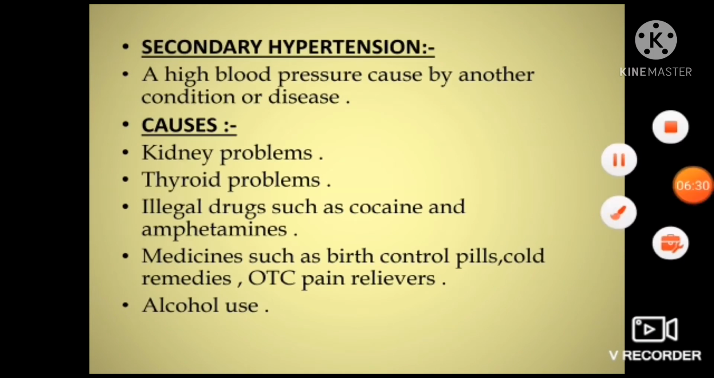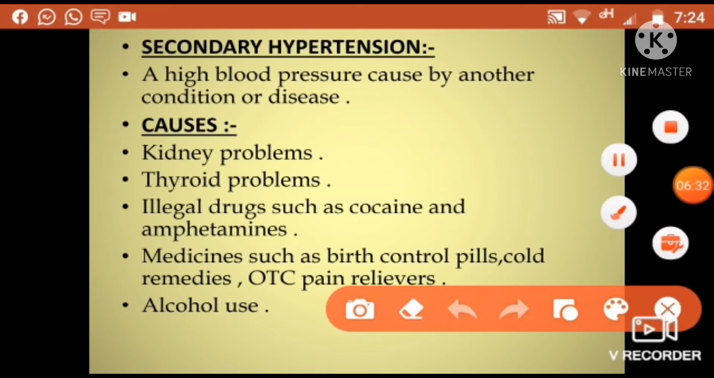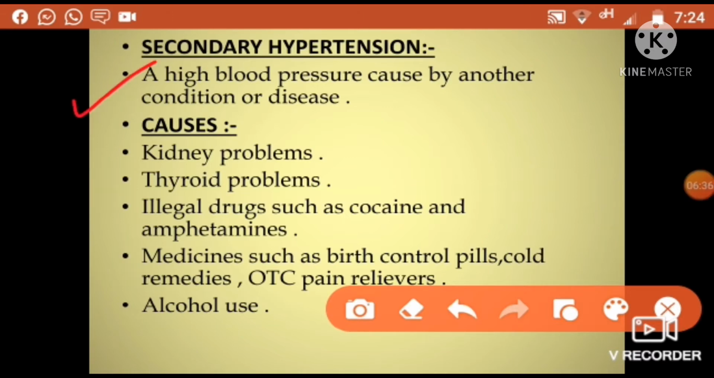So, the second type is secondary hypertension. This secondary hypertension is also a high blood pressure condition, but it is due to another disease, like if a person is suffering from kidney problem, thyroid problem, or illegal drugs such as cocaine and amphetamines. Cocaine means the drug which the person becomes addicted to by continuous use of it.